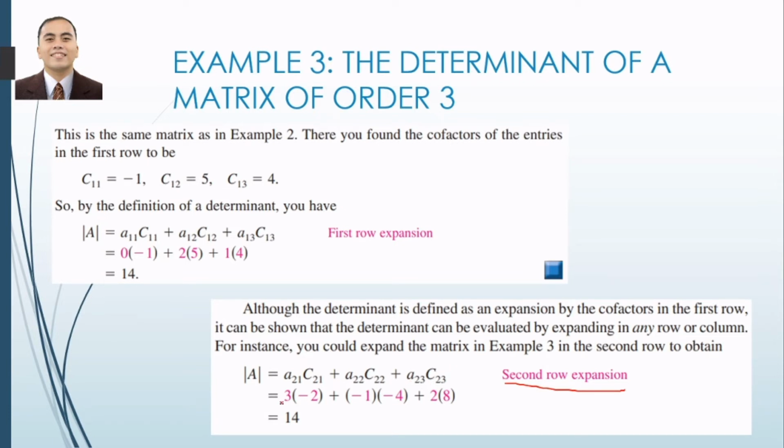So we have 3 times negative 2 plus negative 1 times negative 4 plus 2 times 8. Here, 3 times negative 2 is negative 6. Then negative 1 times negative 4 is positive 4, plus 2 times 8, that is 16. To simplify, we have 14. So as you can see, it still produces the same result, which is 14.